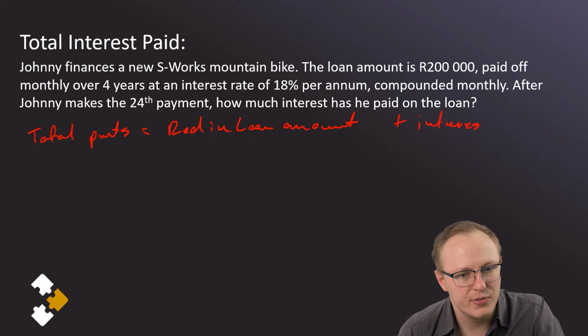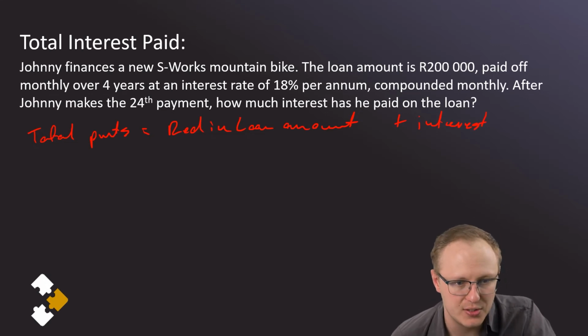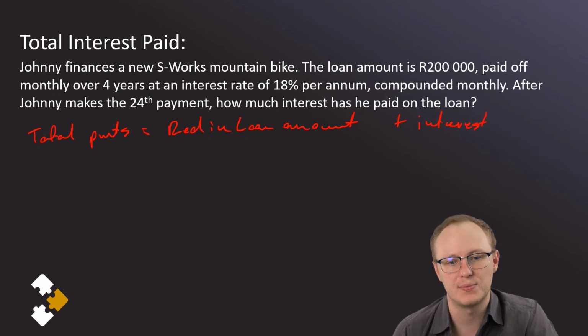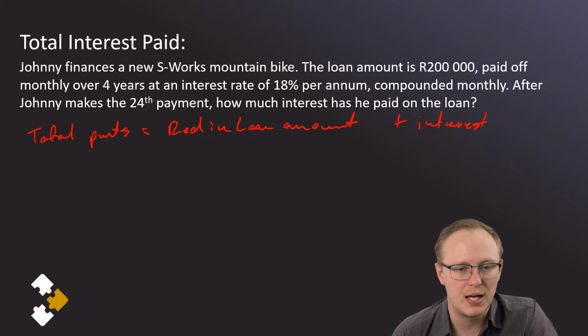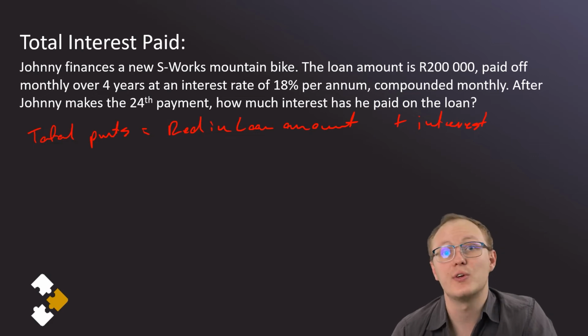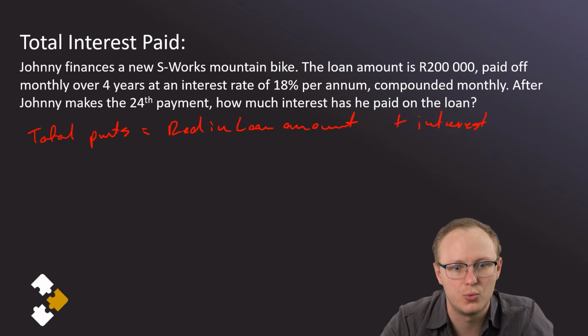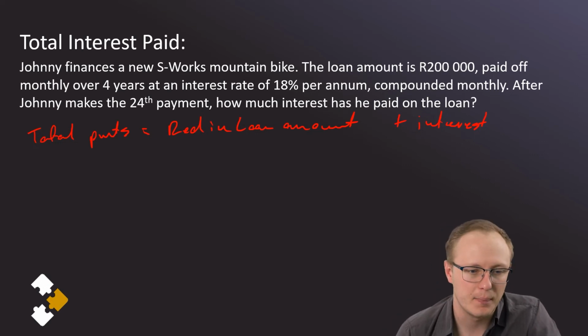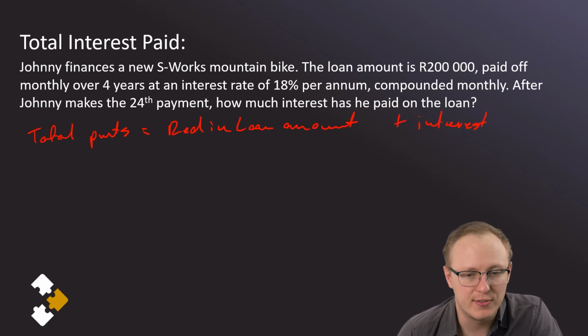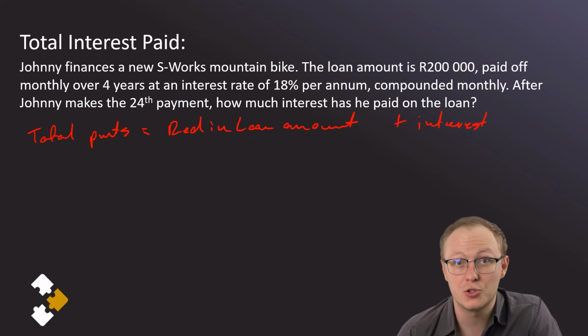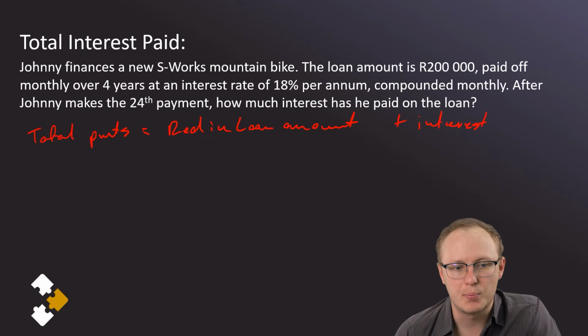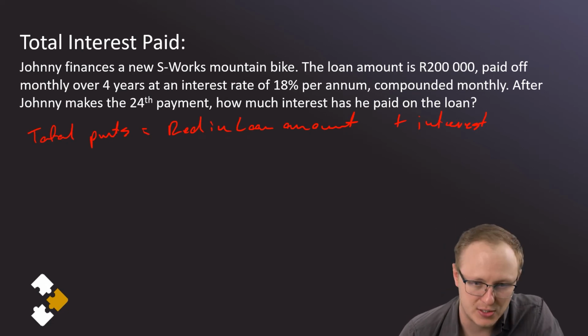Now, the total payments are pretty easy to find. We've just got to take his payments and multiply that by the 24 that is made. Now here we've got the fantastic situation where we don't actually know what the monthly payment is. So first we've got to go find that. To do that we're going to do a present value calculation, because we know that 200,000 Rand is the present value of all the payments he still has to make.